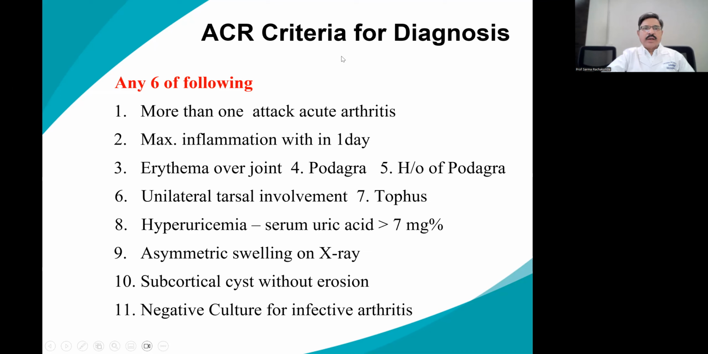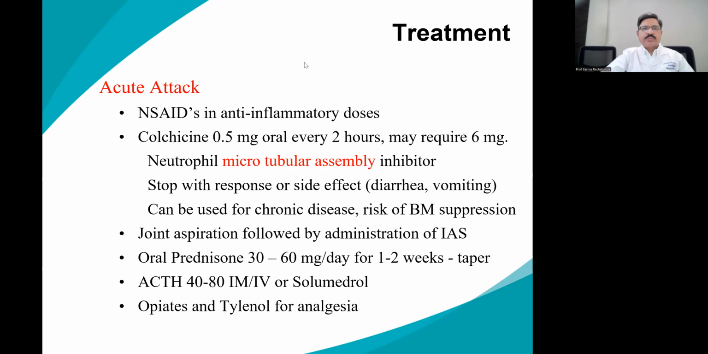ACR criteria: more than one attack of acute arthritis, maximum inflammation occurring within a few hours to 1 day, erythema over the joint, podagra, that is the typical first MTP joint of the foot, metatarsophalangeal, history of podagra, unilateral tarsal involvement, hyperuricemia more than 7 milligrams, asymmetric swelling on the X-ray, subcortical cyst formation without erosion, negative cultures for infective arthritis. Okay.